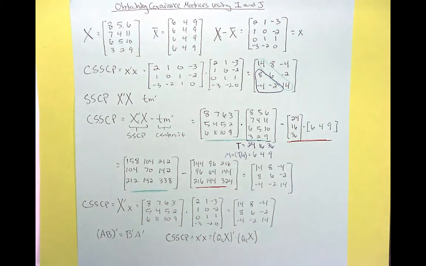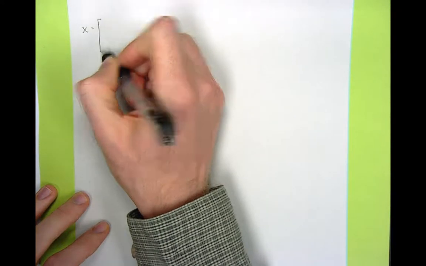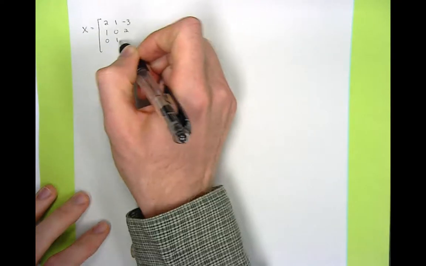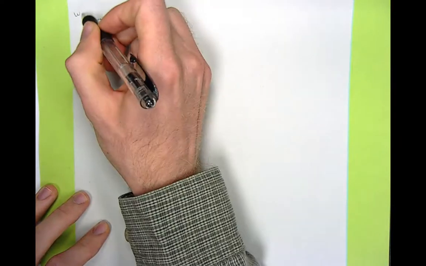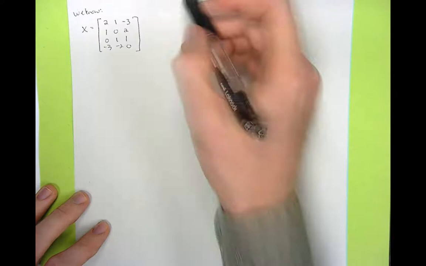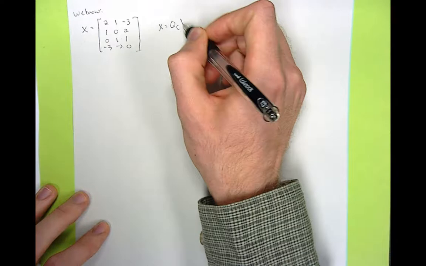I'm going to use a different sheet of paper to talk about that. Alright, and we'll come back to that. So we know that this is small x, our deviation scores, equals 2, 1, negative 3, 1, 0, 2, 0, 1, 1, negative 3, negative 2, 0, okay? We've already figured that out. So let's show that x equals the centering matrix times the raw scores.